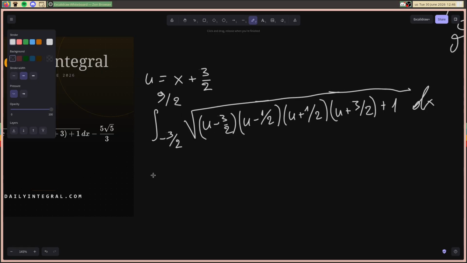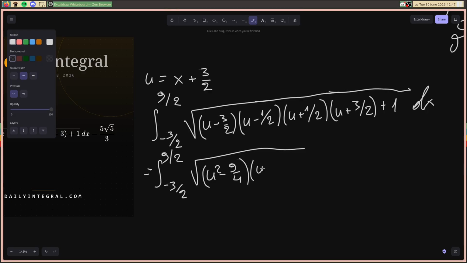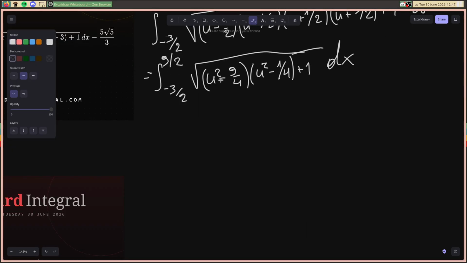Now, the funny thing here is that these are differences of squares, so we can merge them and get u minus 9 over u squared minus 9 over 4 times u squared minus 1 over 4 plus 1 dx. And notice now that this function is even, so we can actually drop the symmetric part of this interval and get the integral from 3 over 2 to 9 over 2 of the square root.